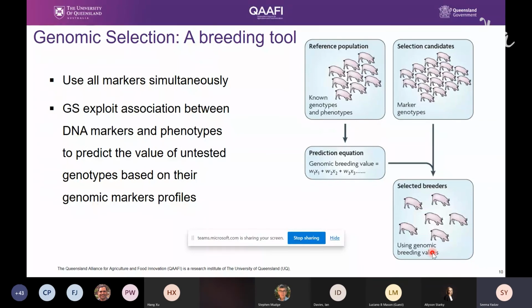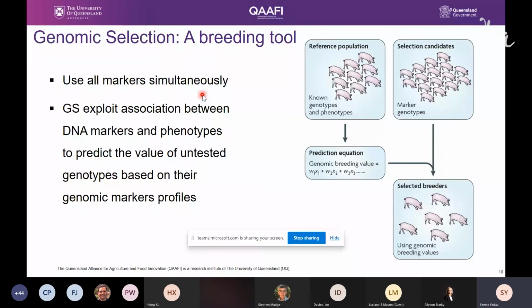Genomic selection is a breeding tool that involves the use of genomic information, where we can test untested genotypes. It is built on the premise that we use a DNA marker profile, which creates an association between DNA markers and the phenotype. So we can predict values of untested genotypes based on their genomic marker profile. In this technique, we use all the DNA markers simultaneously.